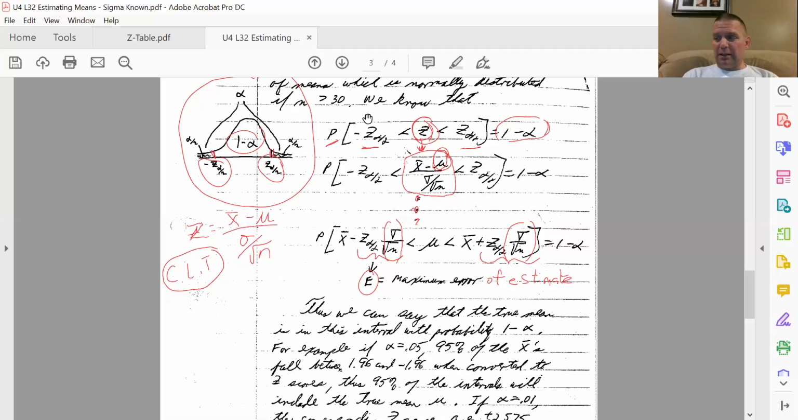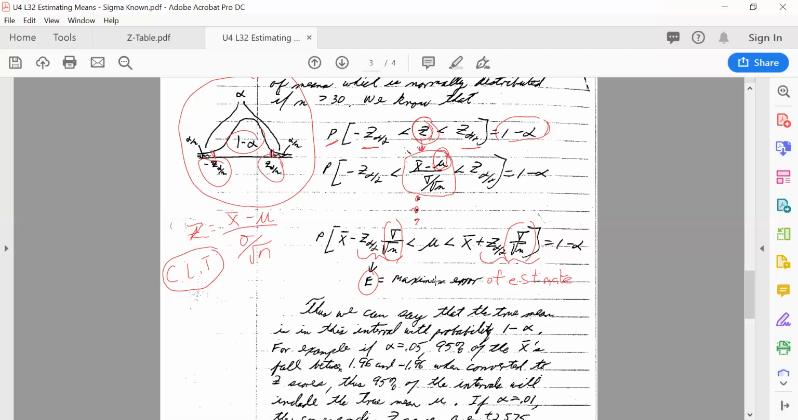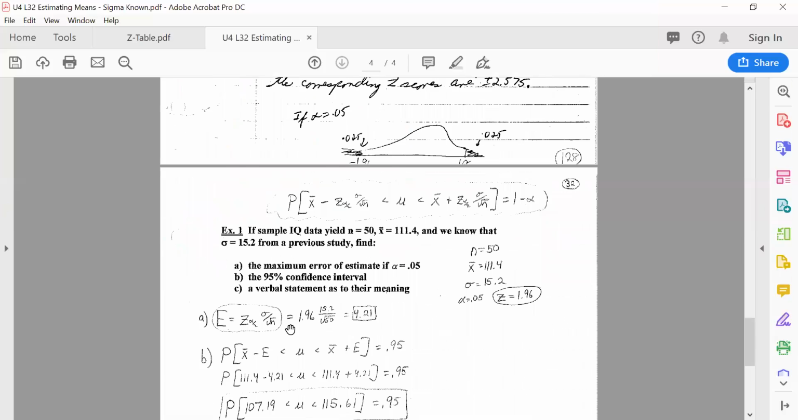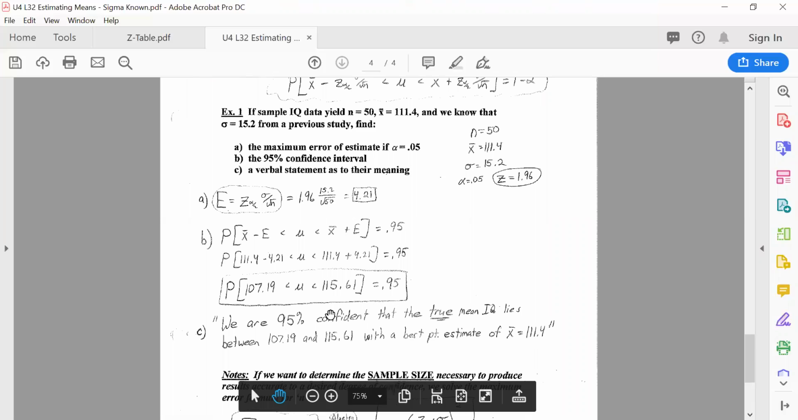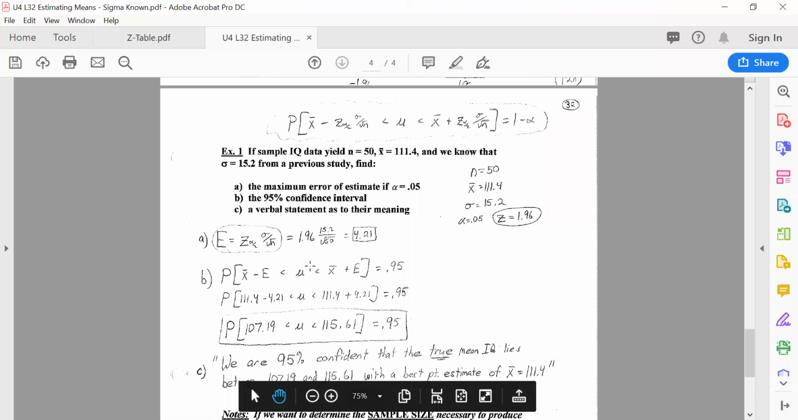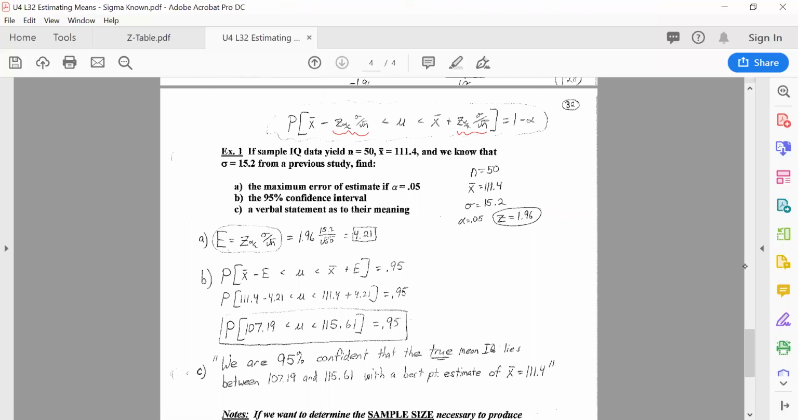So let's finally get to some problems, some examples so you can do your homework. There are 2 examples and then we'll be done with this piece of the lesson. So what I did was I copied the confidence interval. So it's x bar minus e and x bar plus e.